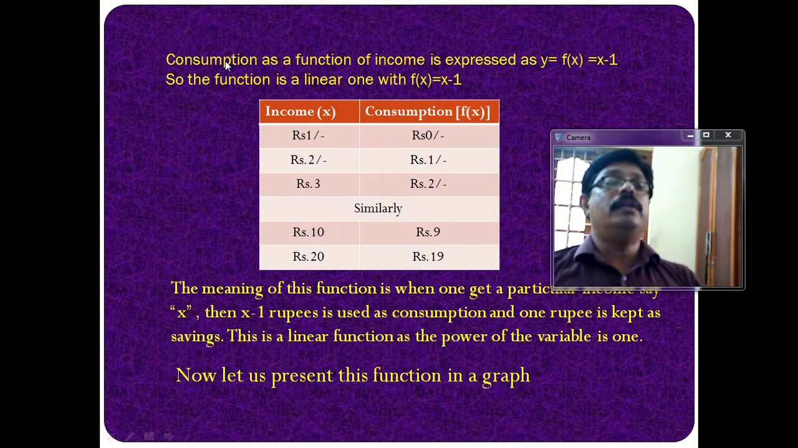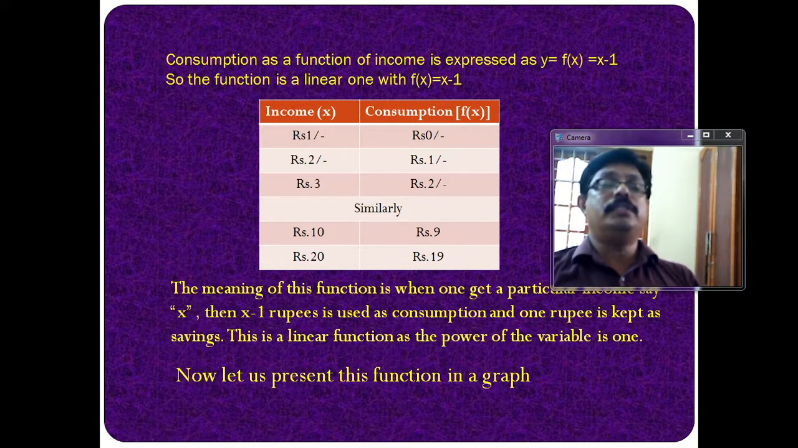As I said earlier, consumption is expressed as a function of income and it is defined as x minus 1. When the income is x, then the consumption is equal to x minus 1. For example, if I have 10 rupees in my hand, I will spend 9 rupees for consumption. That is the very simple meaning. So this is the function. If the income is rupee 1, consumption 1 minus 1 is equal to 0. If it is 2, it is equal to 1. If it is 3, 3 minus 1 is 2. If it is 20, 20 minus 1 is 19. So this is a linear function.